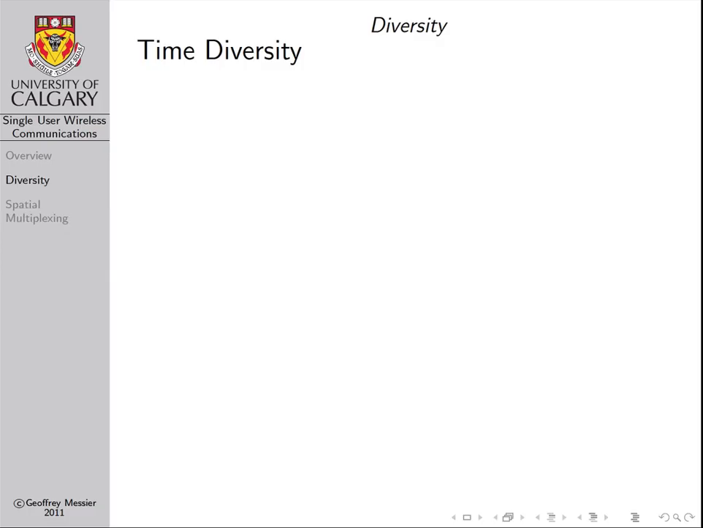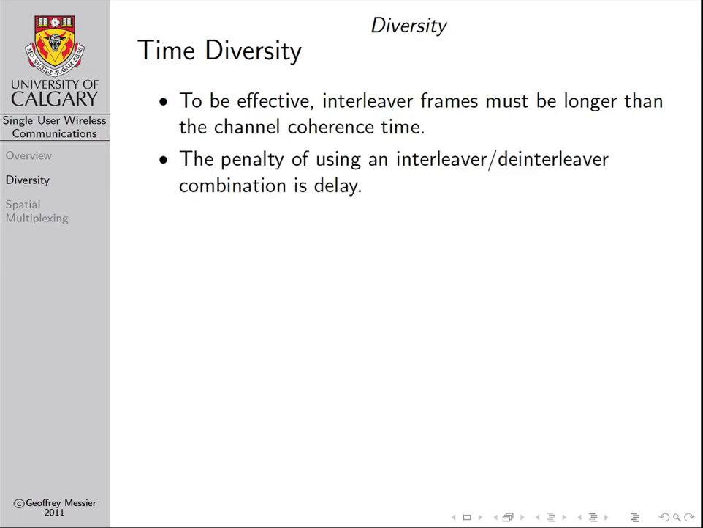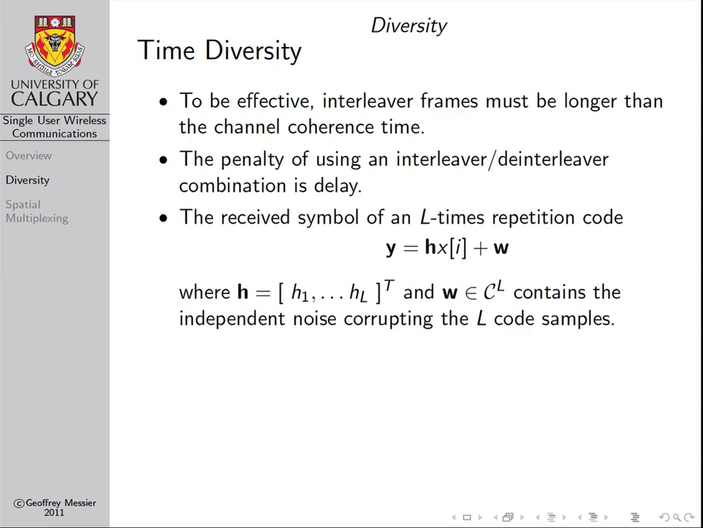So as I mentioned in the previous slide, to be effective, interleaver frames must be longer than the channel coherence time, and the penalty of using an interleaver-deinterleaver structure is delay. What we can do now is present a little bit of a mathematical model, or an equation, that's useful for characterizing a diversity system.